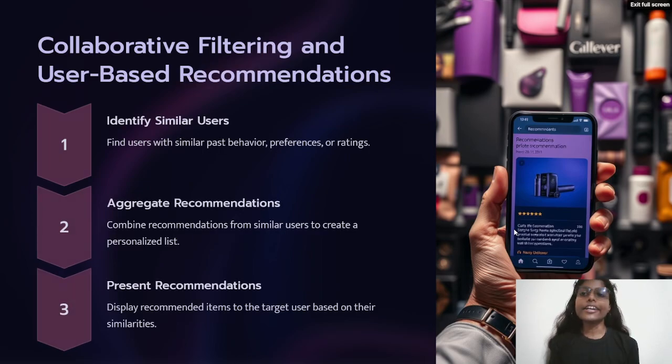Collaborative filtering and user-based recommendations. Identify similar users: find users with similar past behavior, preferences, or ratings. Aggregate recommendations: combine recommendations from similar users to create a personalized list. Present recommendations: display recommended items to the target user based on their similarities.